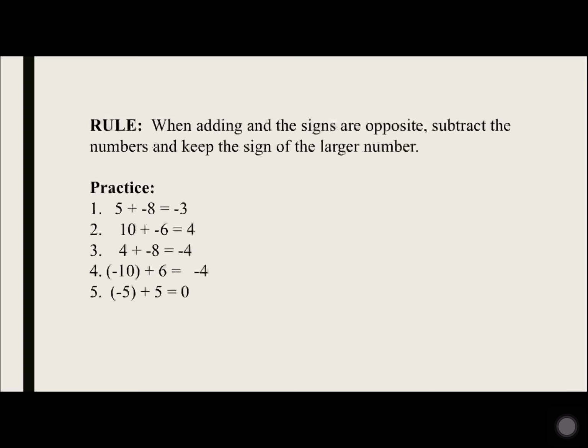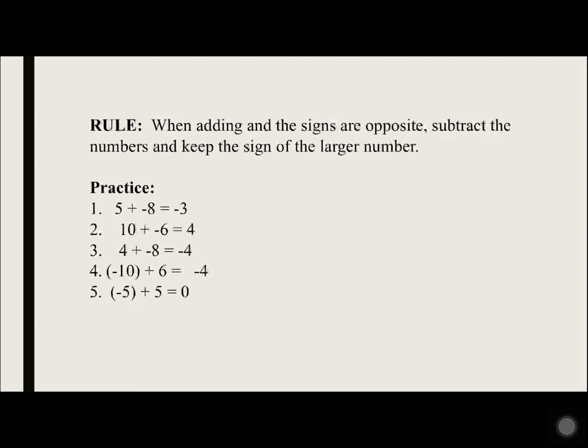Rule: when adding and the signs are opposite, subtract the numbers and keep the sign of the larger number. Okay, if the signs are different, find their difference. That means subtract. Number 1, 5 plus negative 8 equals negative 3. So the signs are different, so we're going to subtract. 8 minus 5 is 3. But 8 is bigger, so you take the sign of 8, which is negative.